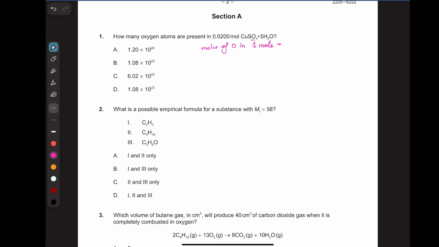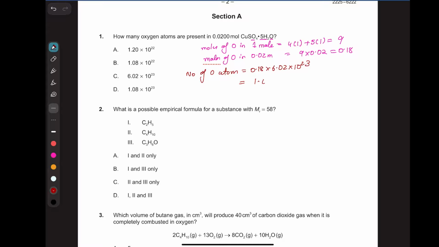You have 4 oxygens here, so 4 times 1, and you have 5 oxygen here, so 5 times 1, so it'll give you 9. Next, you have to find moles of oxygen in 0.02 moles. This will just be 9 times 0.02, which is 0.18. Next, you have to find the number of oxygen atoms. Just multiply moles with the Avogadro's number. If you simplify this, you should get 1.08 times 10 to the power 23, which corresponds to option D.